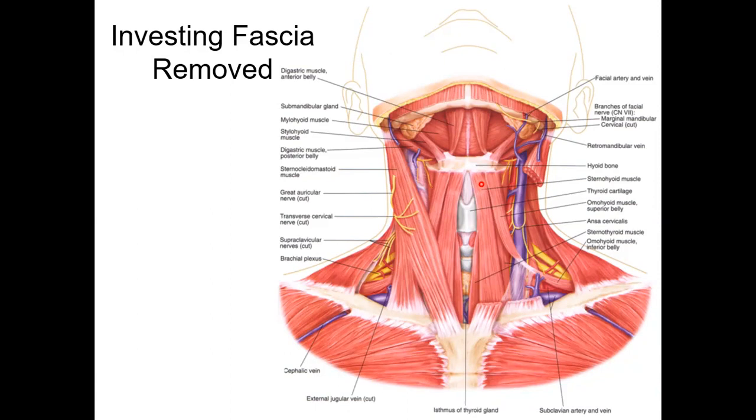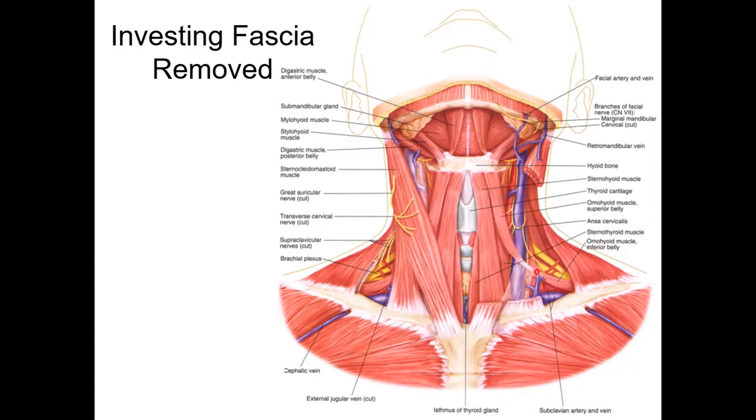What else can we see in here? Sternothyroid. So it's not as easy to see, and I have other pictures for this later. But the sternothyroid muscle, it's attached to both the sternum and the thyroid cartilage, which you can see here. So there's two of them. So that's your sternothyroid muscles.